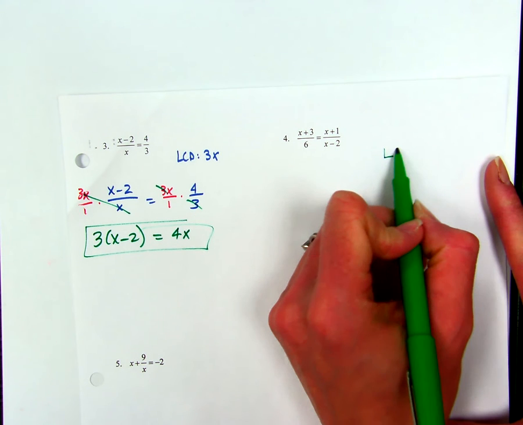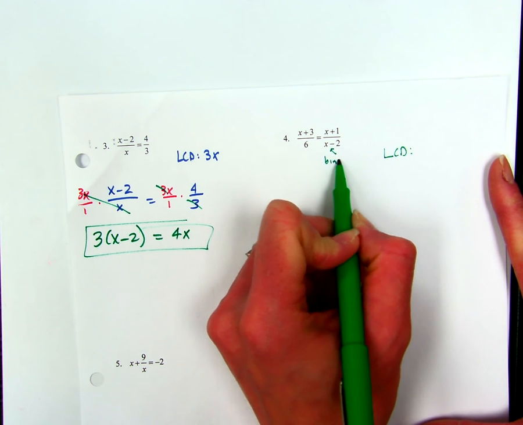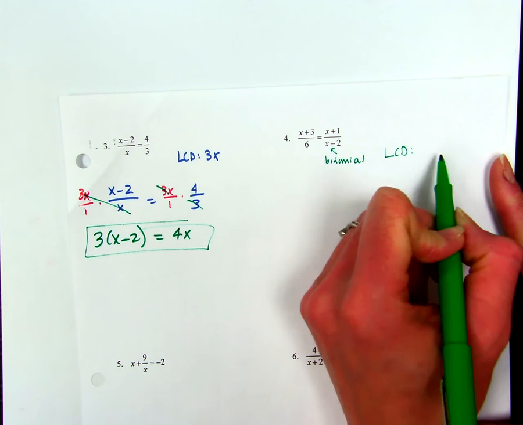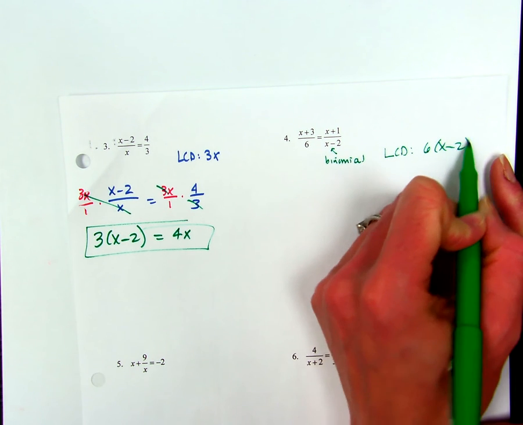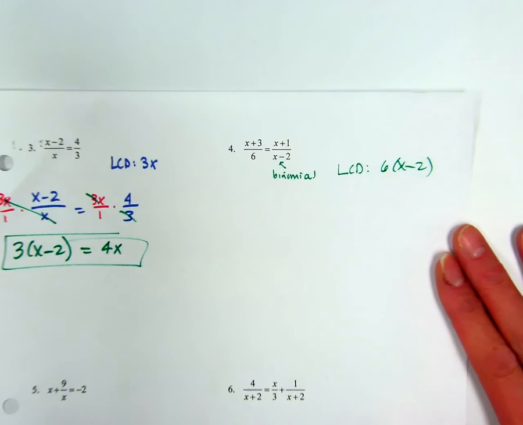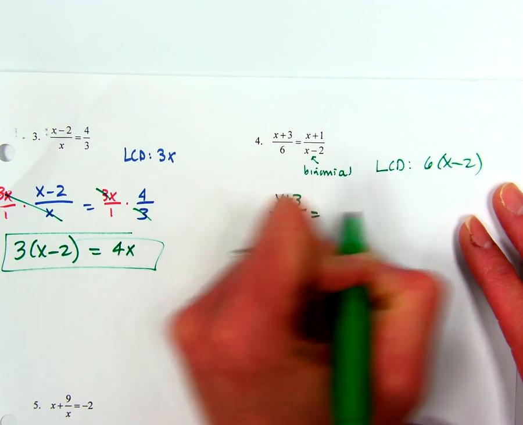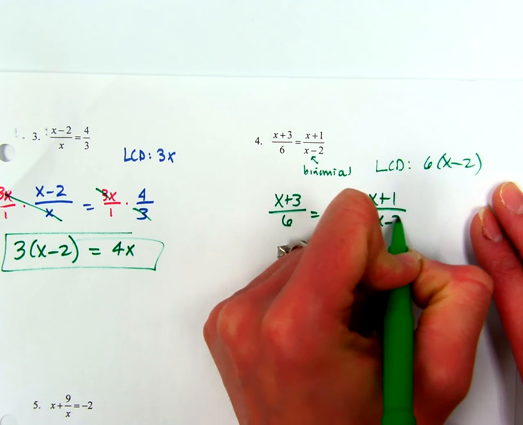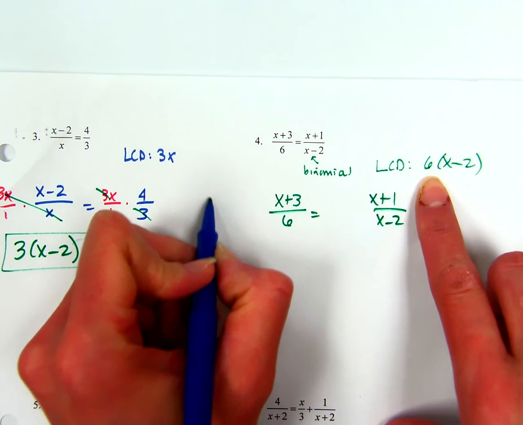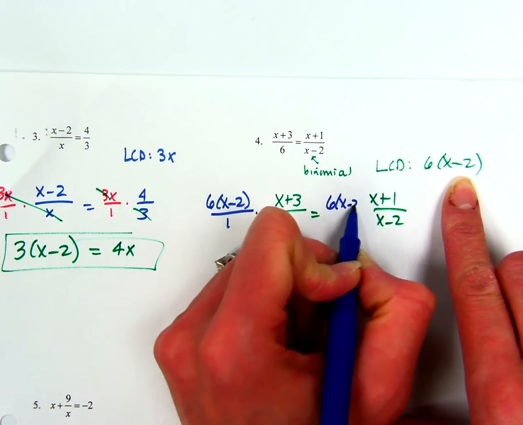All right, my LCD here, because this is a binomial, I need to just keep that in there. So it's 6 and x minus 2. You just write them down. So that's my LCD. And then I'm going to rewrite my problem. My LCD is going to go next to this. We have 6(x minus 2) over 1, 6(x minus 2) over 1.